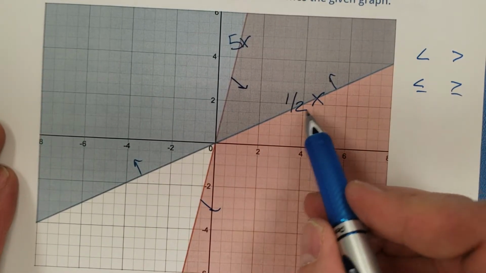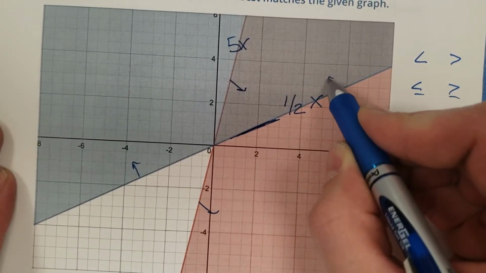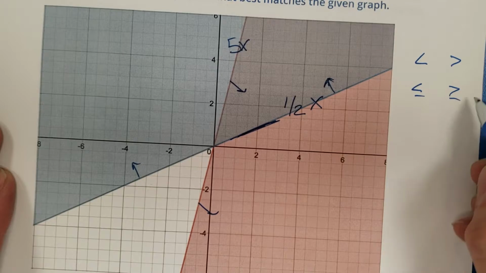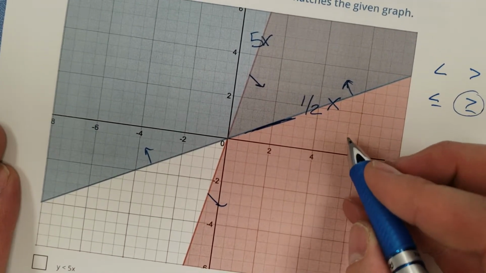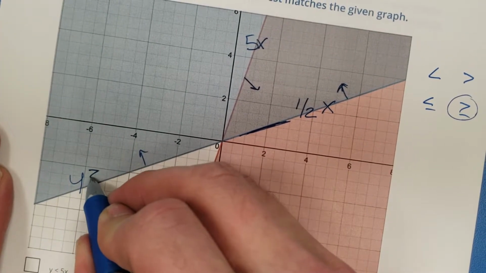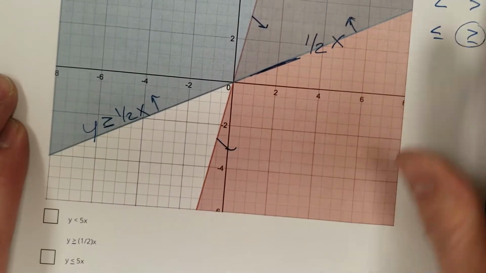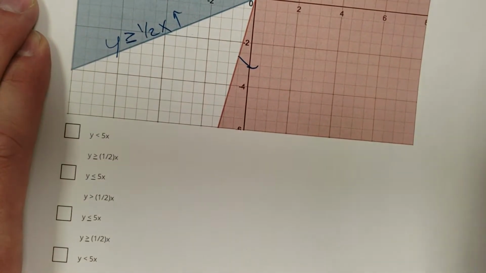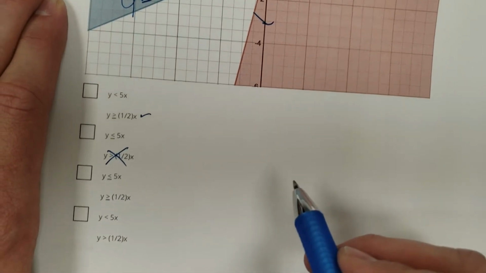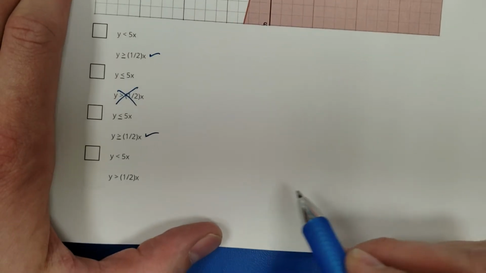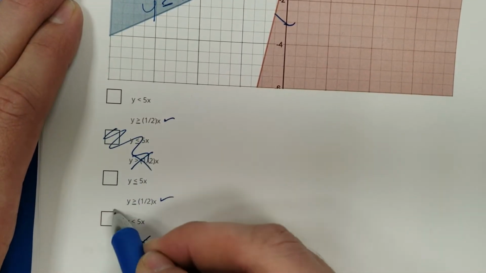See here, the half x boundary line looks like it's a solid line, and the top of it is shaded. So I'm guessing it's going to be y is greater than. So this line, I'm pretty sure, is y is greater than or equal to 1/2 x. Okay, so there we go. That will probably eliminate some of my choices. So there's y is greater than. Nope, not that one. Maybe this one. And then not that one. Okay, so we're down to two choices.